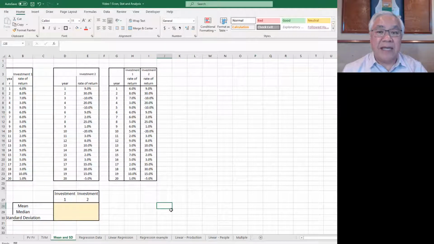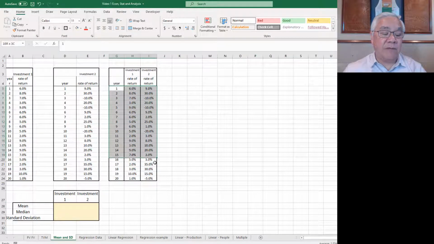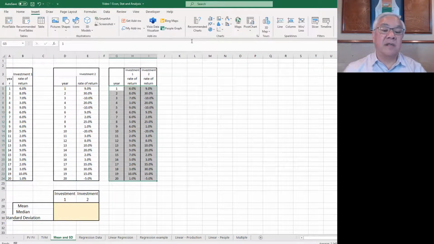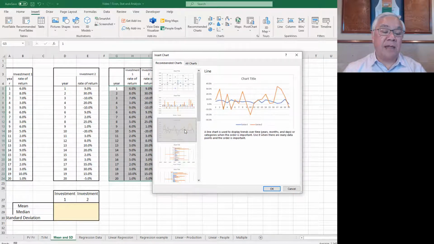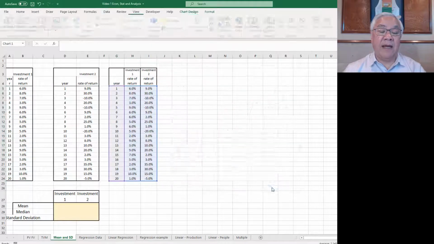Here we see the same data that we saw previously, but I put it in a slightly easier form for graphing. And that form is right here. So if we shade the years and the returns, and we go to Insert here for charts, and let's do a line chart and just accept the default format. And this is what it looks like.